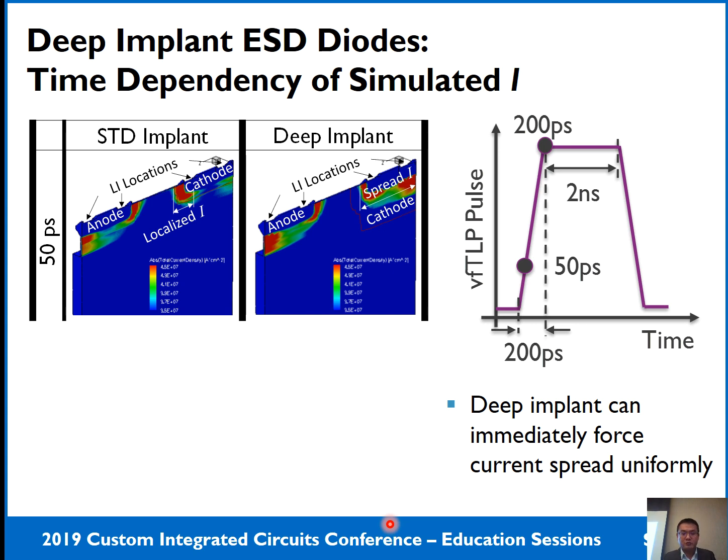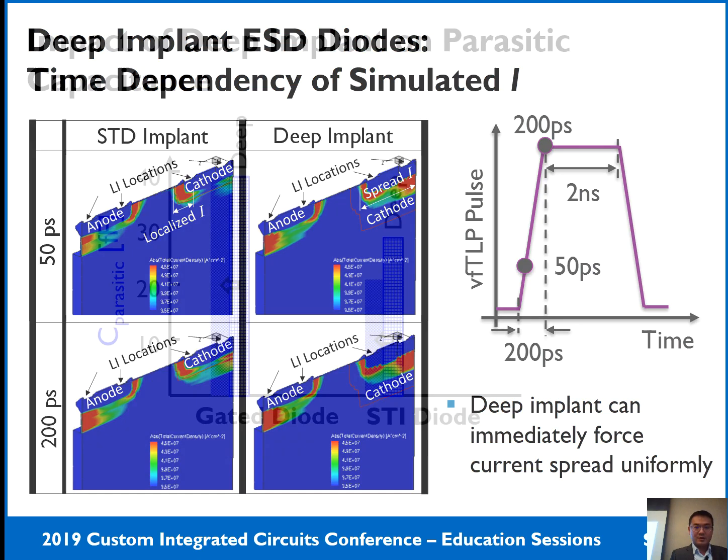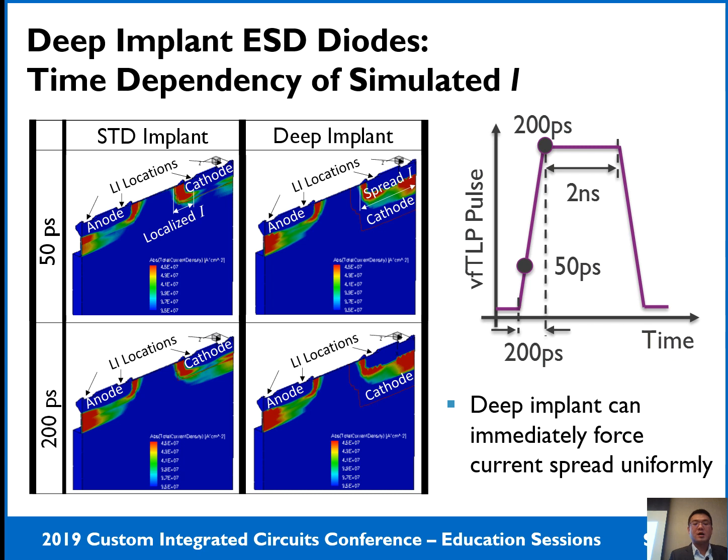I mean, very short, like a 2 nanosecond stress duration, because the deep implant can immediately force the current to spread uniformly to this second local interconnect location, as shown here. So as shown here, the current uniformity along the fin will be enhanced by this deep implant. However, it only happens in a very short time. Once your stress pulse width increases, the main local hotspot will still be generated at this first local interconnect location.